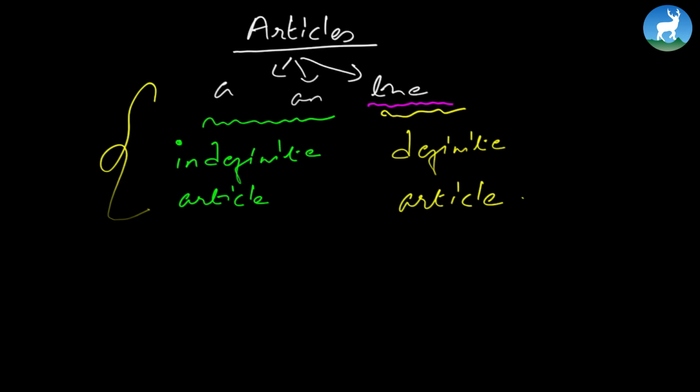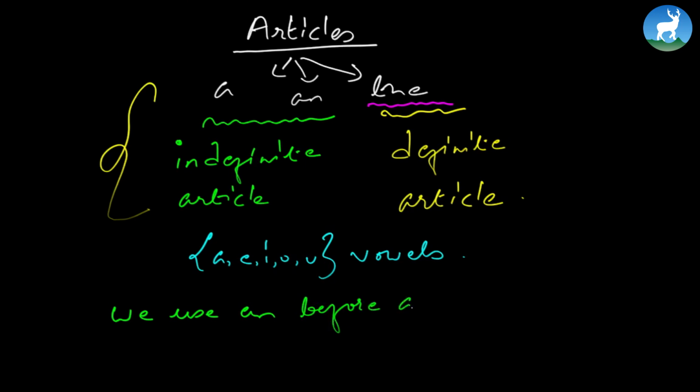Now, apart from that, the use of an. We always have to remember a, e, i, o, u. These are the English vowels. However, we always focus on the vowel sound whenever we use an. We use an before a vowel sound. For instance, let's say here an example, honest.